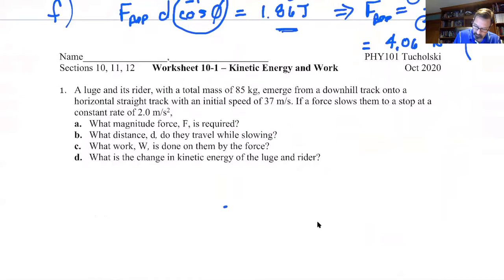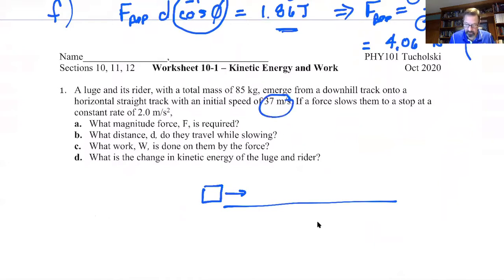The luge comes from the angled part, from up at a high distance, gets to the very bottom of the luge run, and is moving that way. And it has an initial speed of 37 meters per second. And then when it hits the horizontal part right here, it stops. So it comes to rest. And you know what the acceleration is. The acceleration must be that way, and it's 2 meters per second squared.